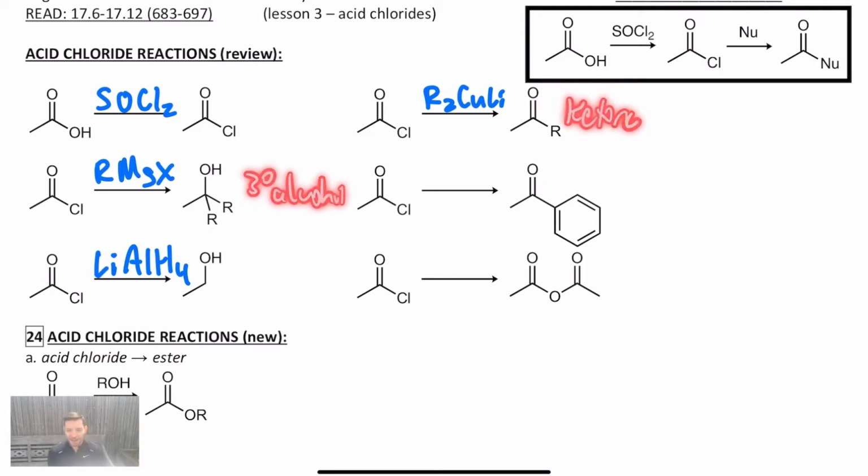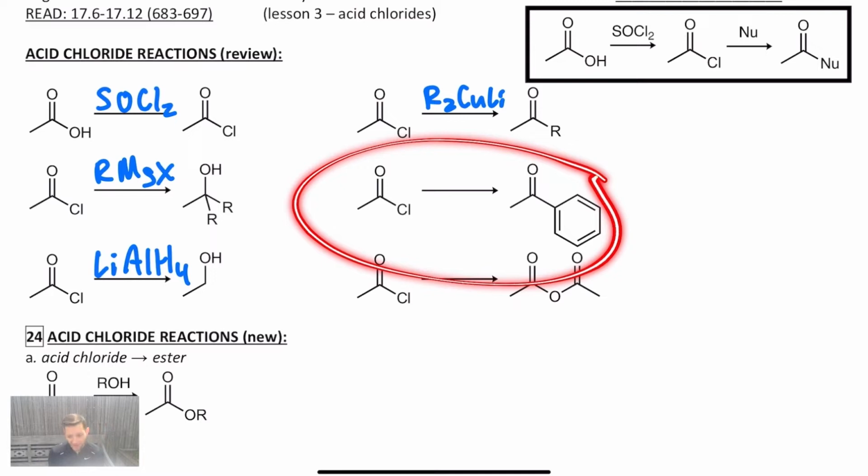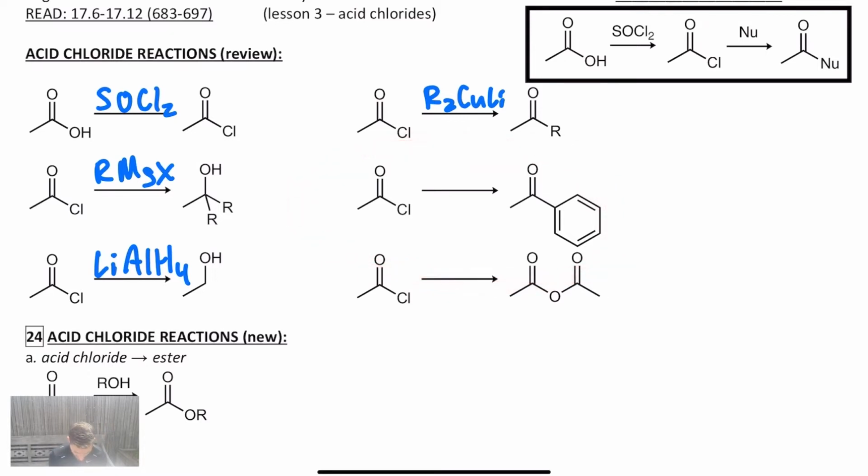And right below that, I actually have an Orgo 2 reaction from a few units ago. This is also an acid chloride to a ketone, but specifically an aromatic ketone. I was trying to remind everybody that we learned the Friedel-Crafts acylation reaction. In this case, with just benzene and aluminum chloride, you get this benzylic ketone.